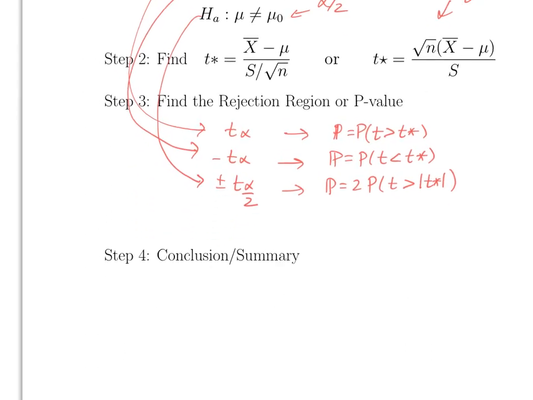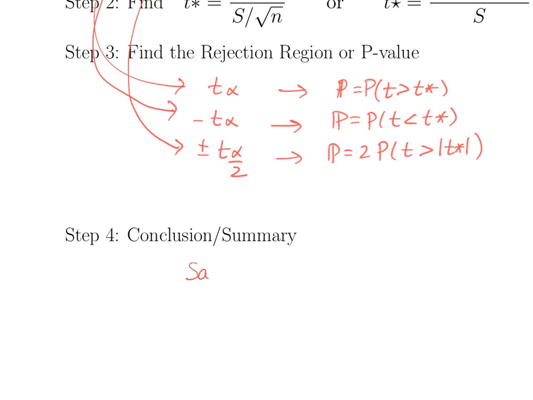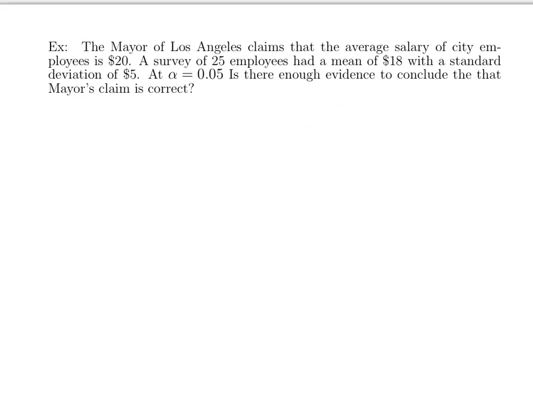And the conclusion of the summary is exactly the same as before, which was what? What are the two choices? Reject H0 or what? Or fail to reject H0. Okay? Let's try this question.